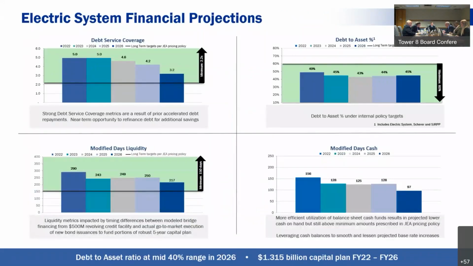The proposed budget results in positive metrics for fiscal year 23 and sustains positive metrics through 26 with a look towards a debt to asset in the mid 40% range, high coverage and liquidity ratios, all supporting operations and a $1.3 billion capital plan.